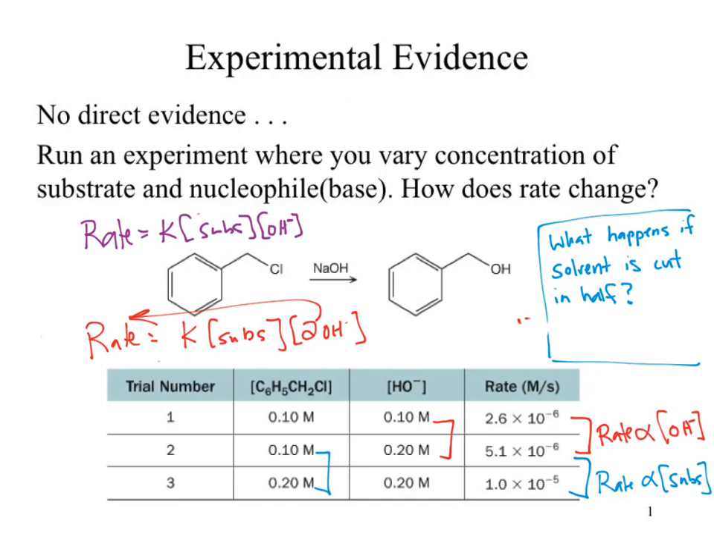It quadruples. What? It doesn't show up in our rate expression. Why is it quadrupling? It comes back to the definition of what those brackets mean. Those brackets mean concentration, which is the moles per liter of solvent. So if you cut your solvent concentration in half, that's going to double all of your reactant concentrations, which gets us the quadrupling of the rate.